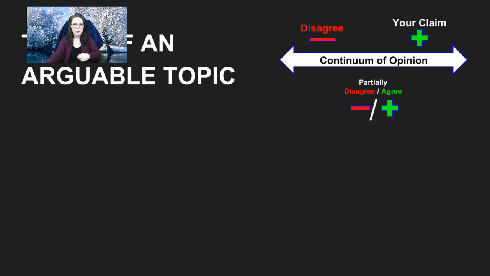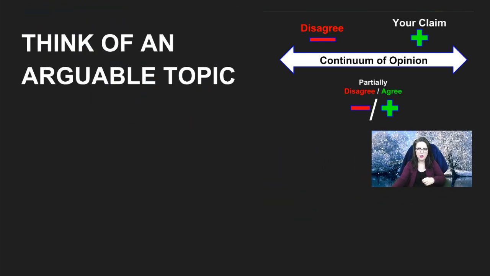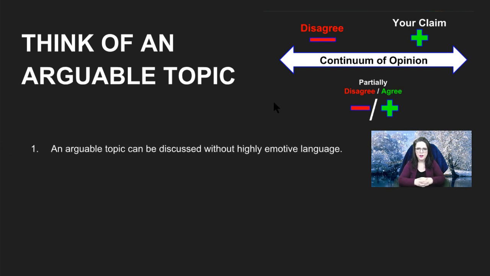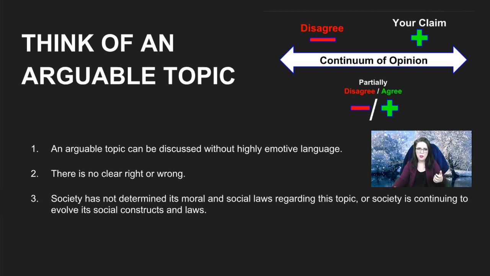Now, we've already talked about the continuum of opinion, and we've talked about thinking about an arguable topic. So an arguable topic is one that can be discussed without people becoming too highly emotive. And an arguable topic is also one in which you could probably persuade somebody to believe in your claim. An arguable topic doesn't necessarily have a clear right and wrong, because there's either laws that are being challenged by mainstream society, or society hasn't created laws yet to determine whether or not the topic is correct.